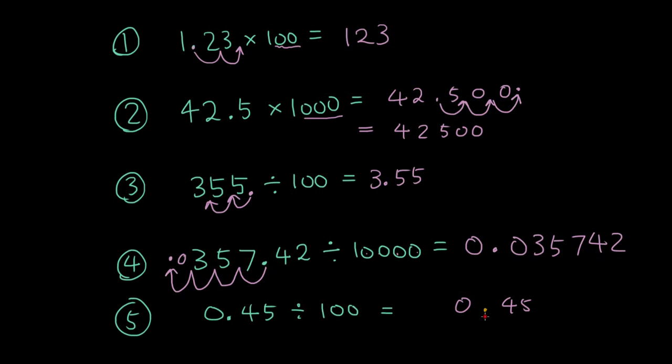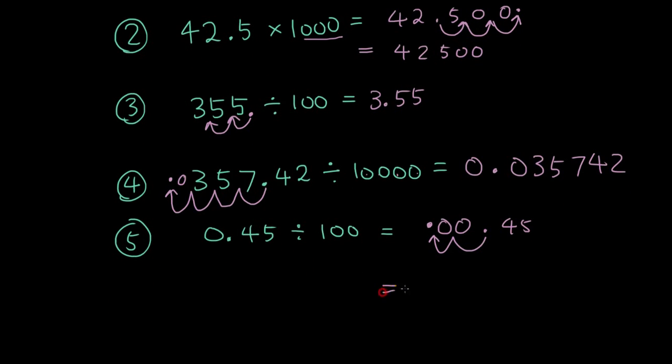Okay, move the decimal point to the left 2 units, so 0.45, move to the left 1, 2, so the new decimal point is here. Put another 0 in place, so it'll be 0.0045. You can put another 0 in front because there's nothing there. Okay, so that's your answer.